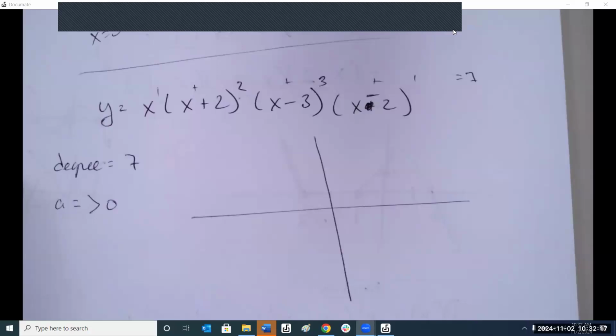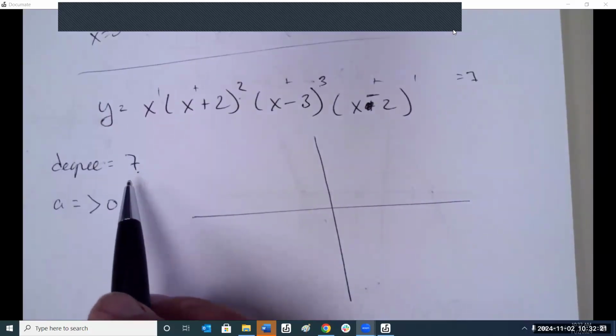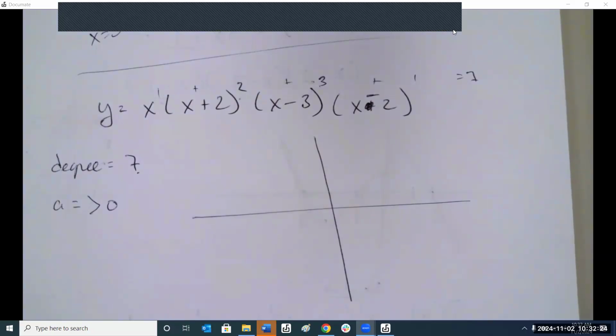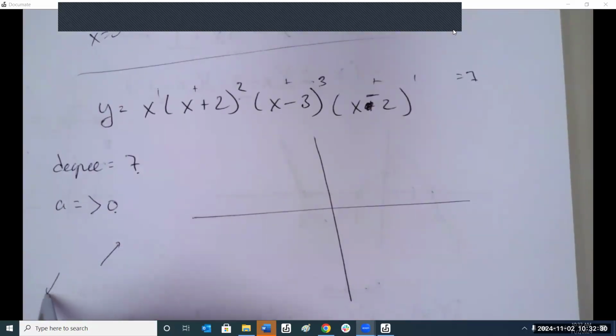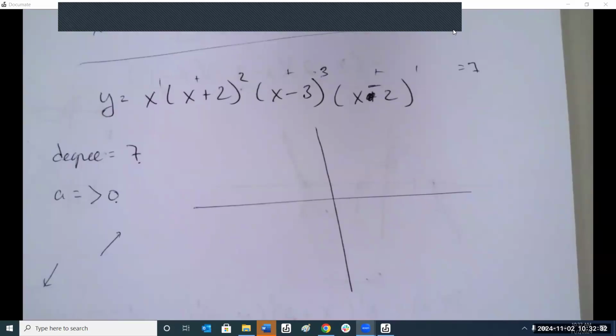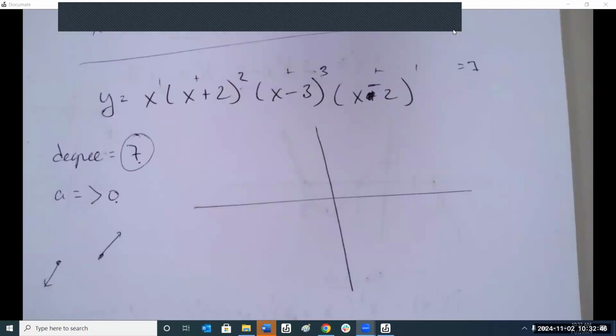Not even, it's odd, 7. If it's even, they go the same direction. If it's odd, they go opposite directions. And since A is positive, it goes up there and down there. So this tells us opposite directions. That's the chart you asked me for when you first came in. So this is what happens at the end points of our intercepts.